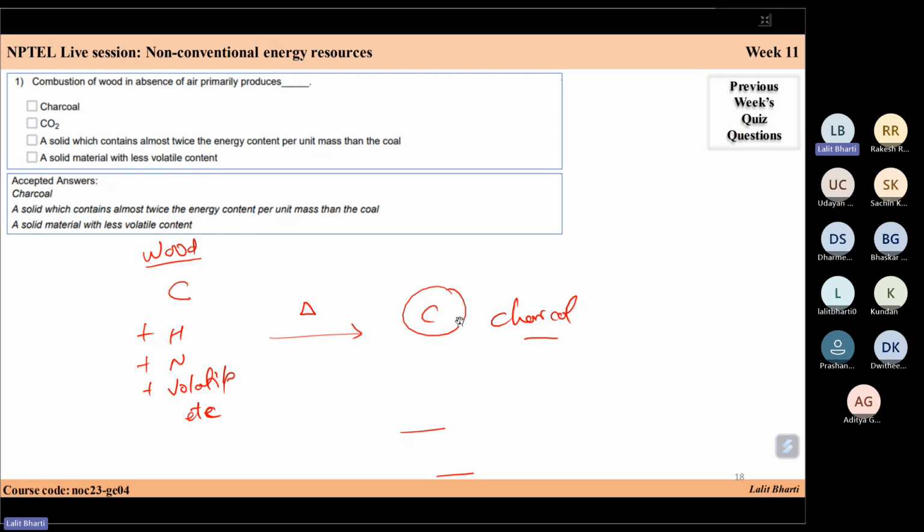This highly pure form of carbon has a density or energy content double or higher than coal. So option one is correct because it is charcoal. The energy content per unit mass is almost twice that of coal. So option three is correct. Then four is also correct, because you will have less volatile content. Option two is not correct because you will not get CO2 in the absence of oxygen or in the presence of air.